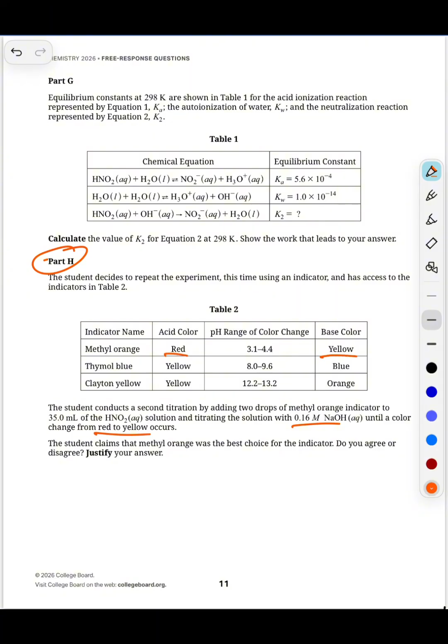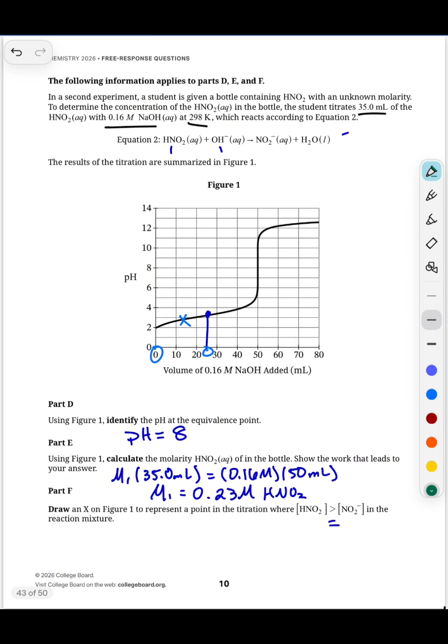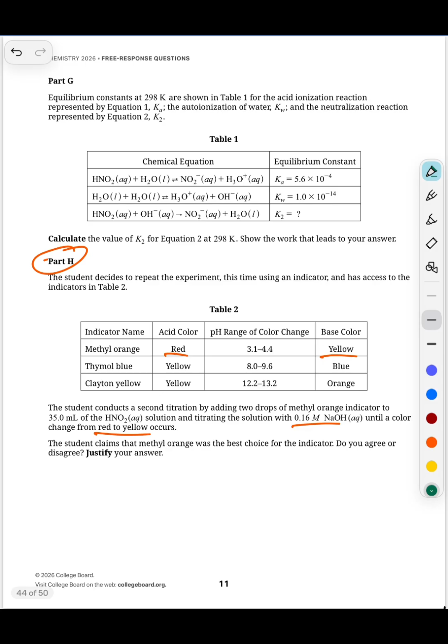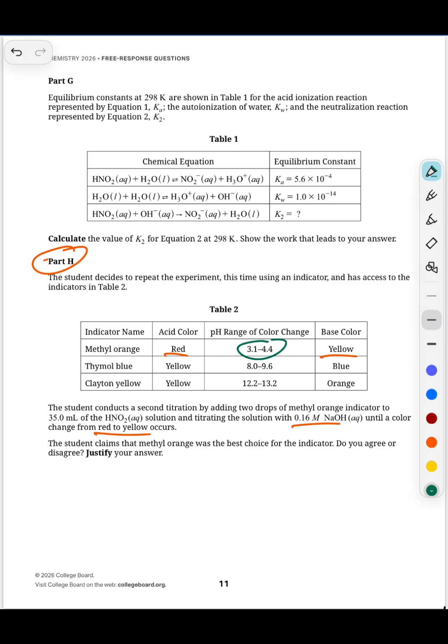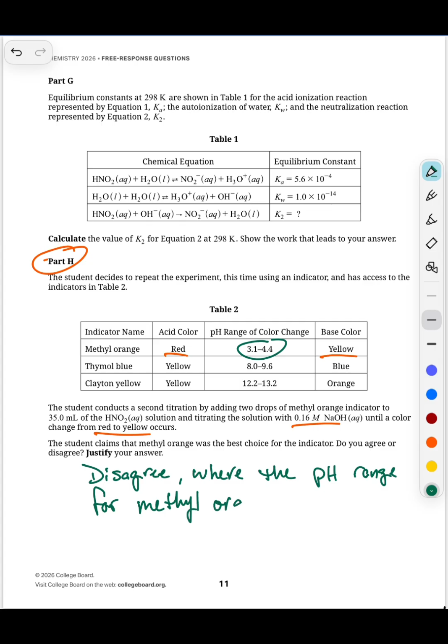The student claims that their indicator of choice is the best option, and then we have to agree or disagree and then justify. So then if we look back at the titration curve, we identified our range of the pH at equivalence as being somewhere from like 5 to like 11, but we really settled on 8. So then if we look at the pH range here, 3.1 to 4.4 is way too early for this to be a good indicator that this titration has reached the equivalence point. So I would disagree for that reason, where the pH range for the methyl orange is too low.